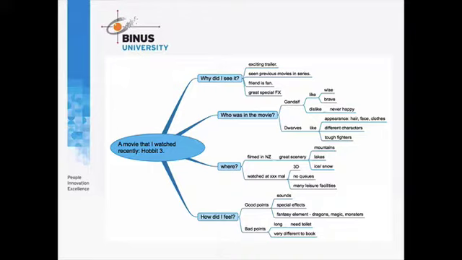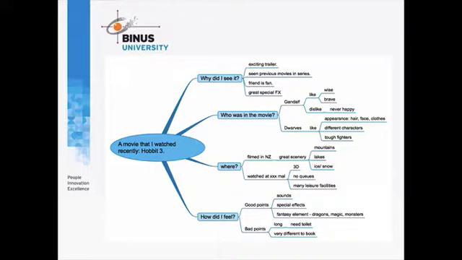So if I look at the top branch, you can say, well, why did I see it? There are 4 particular reasons why I decided to go and see the third Hobbit movie. The first reason, exciting trailer. The second reason, the third reason, and finally, I thought there were great special effects.